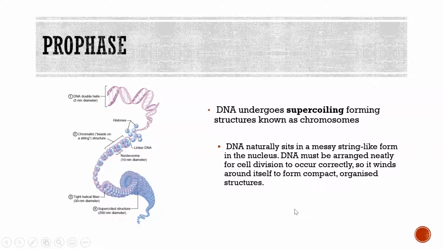As I said, DNA naturally sits as this messy string-like substance in the nucleus. You can't see it under an electron microscope until it's supercoiled into chromatids. DNA must be arranged neatly for cell division to occur correctly, so it winds itself up to form compact, organized structures, those chromatids.